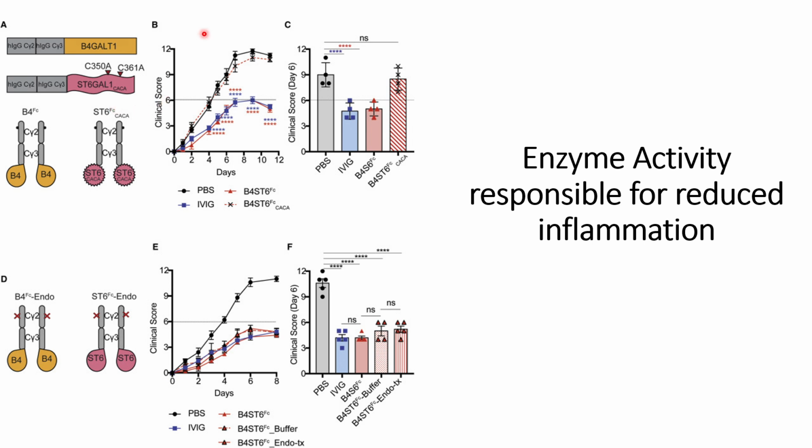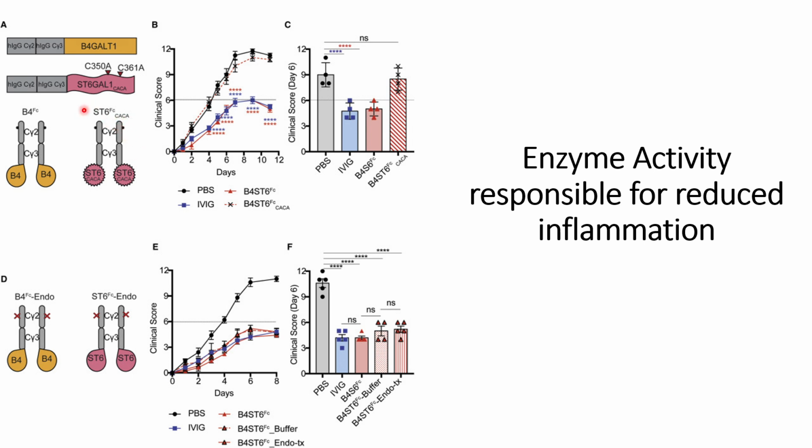The quantification of panel B is shown in panel C, where we can see that when the B4ST6FC Kaka is used, the inflammation is in line with the results obtained for the control case, that is with PBS. So from this they came to the point that the glycan structures, even though they are present, do not seem to be responsible for this reduced inflammation.